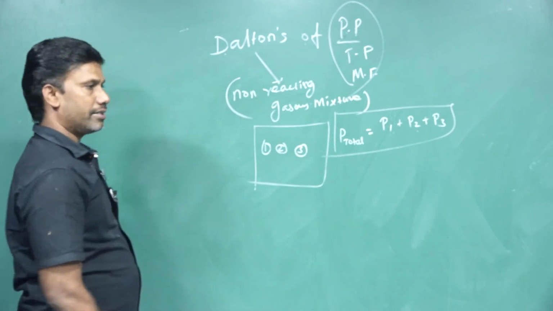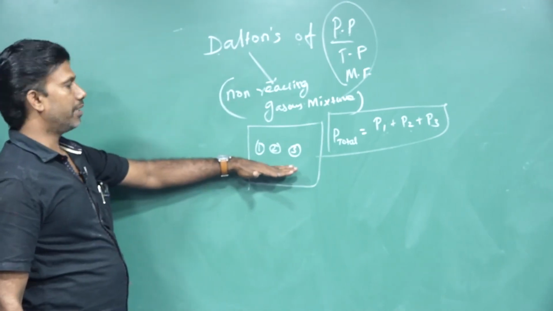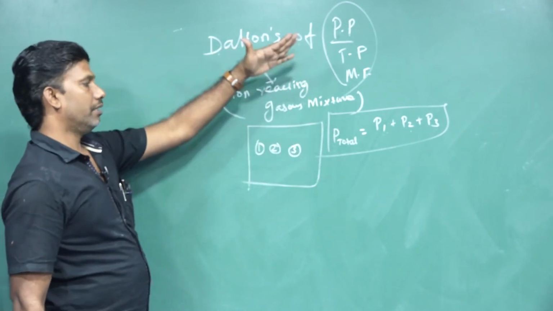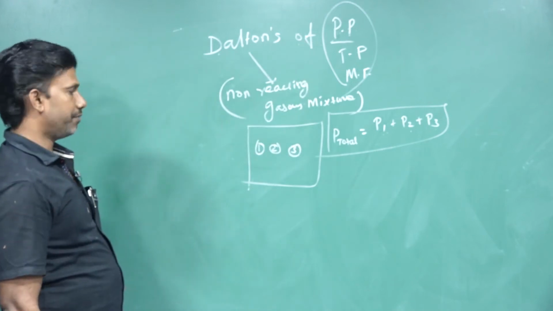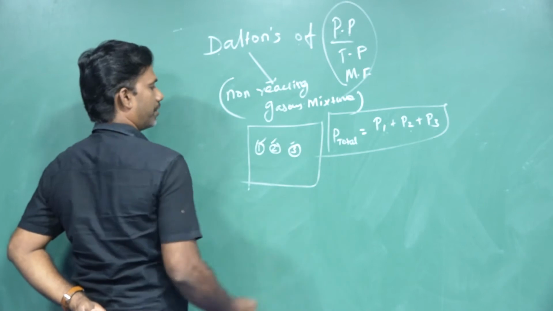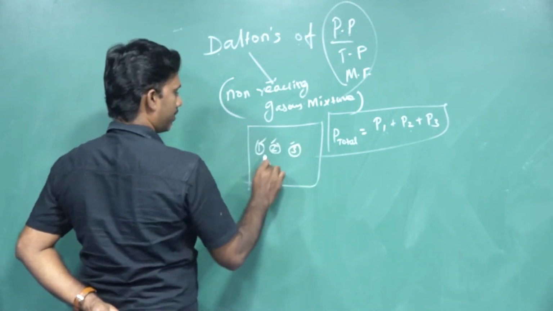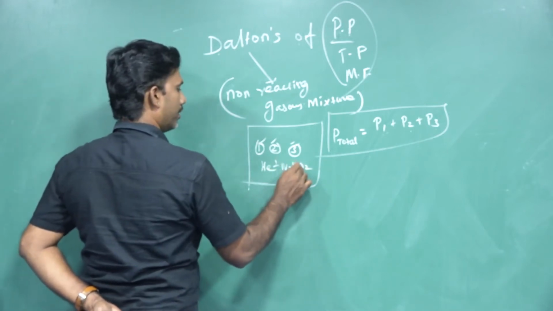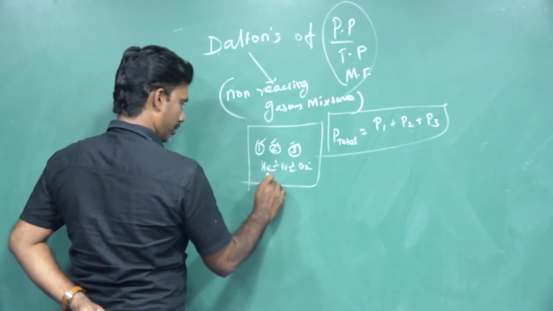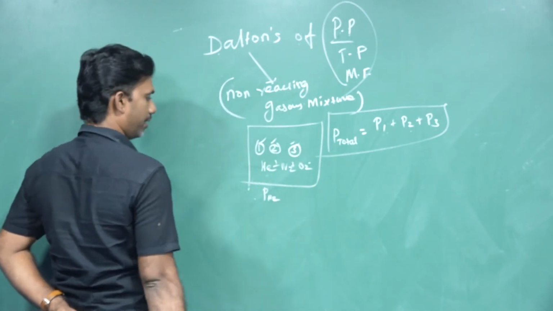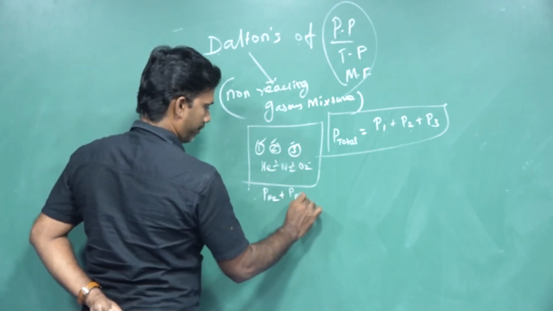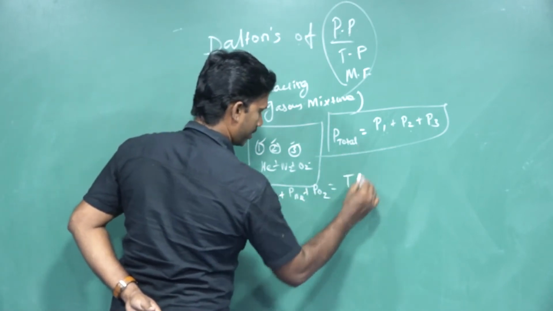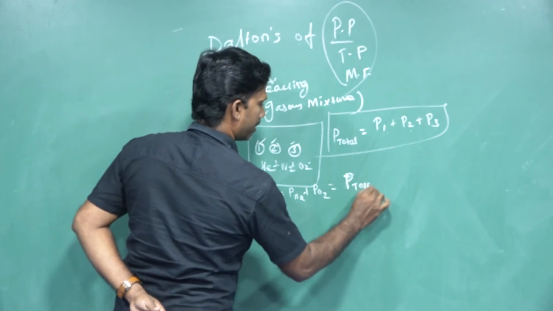Once again I am repeating that Dalton's law is nothing but the total pressure of the gaseous mixture can be derived from the sum of the individual pressures of the components present in that gaseous mixture. For example, gas 1, gas 2, gas 3, non-reacting gases, such as helium, nitrogen, oxygen mixed inside the container. We want the total pressure of the container. What is the pressure of helium? That is called the partial pressure of helium, plus the pressure of nitrogen, plus the pressure of oxygen. If you add these, you will get the total pressure of the mixture.